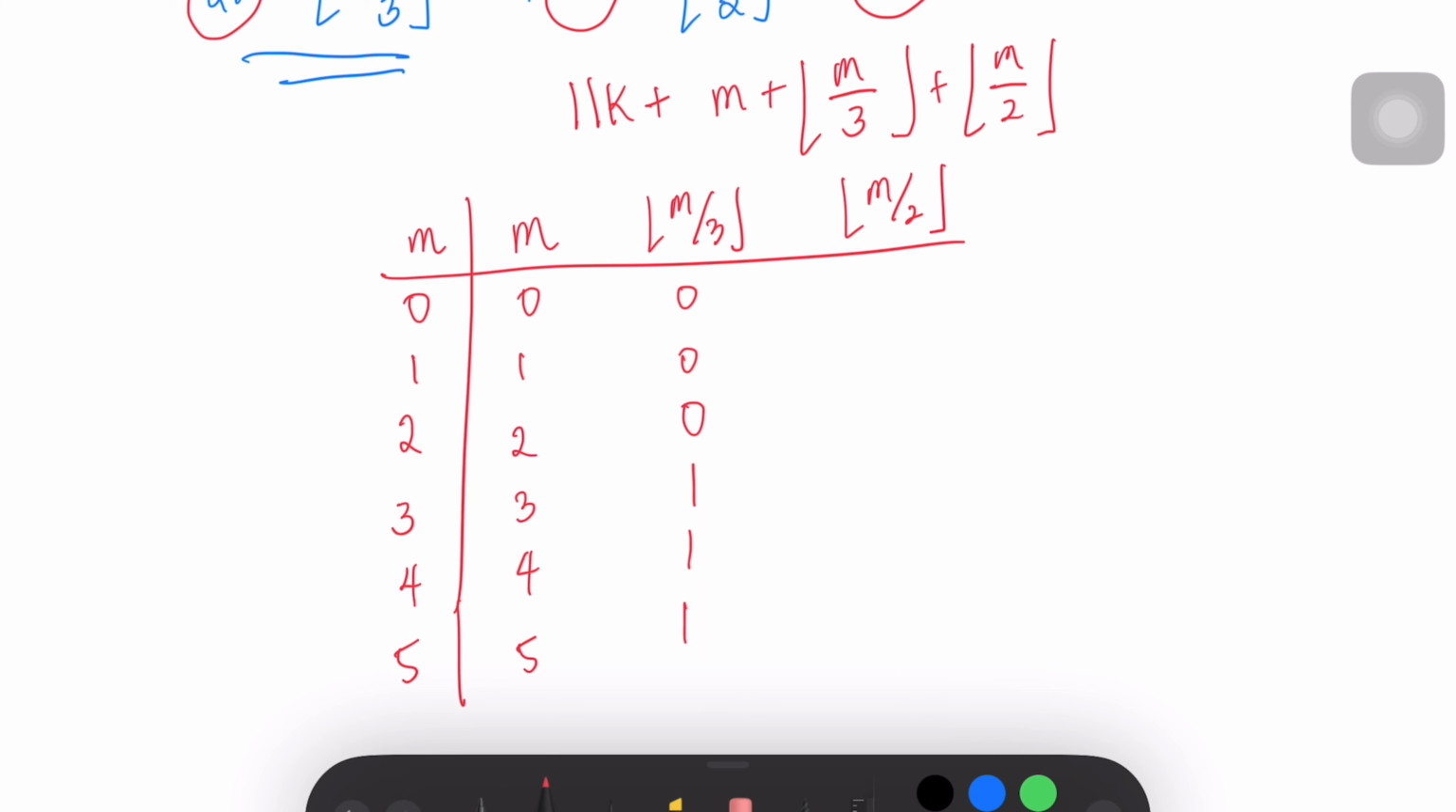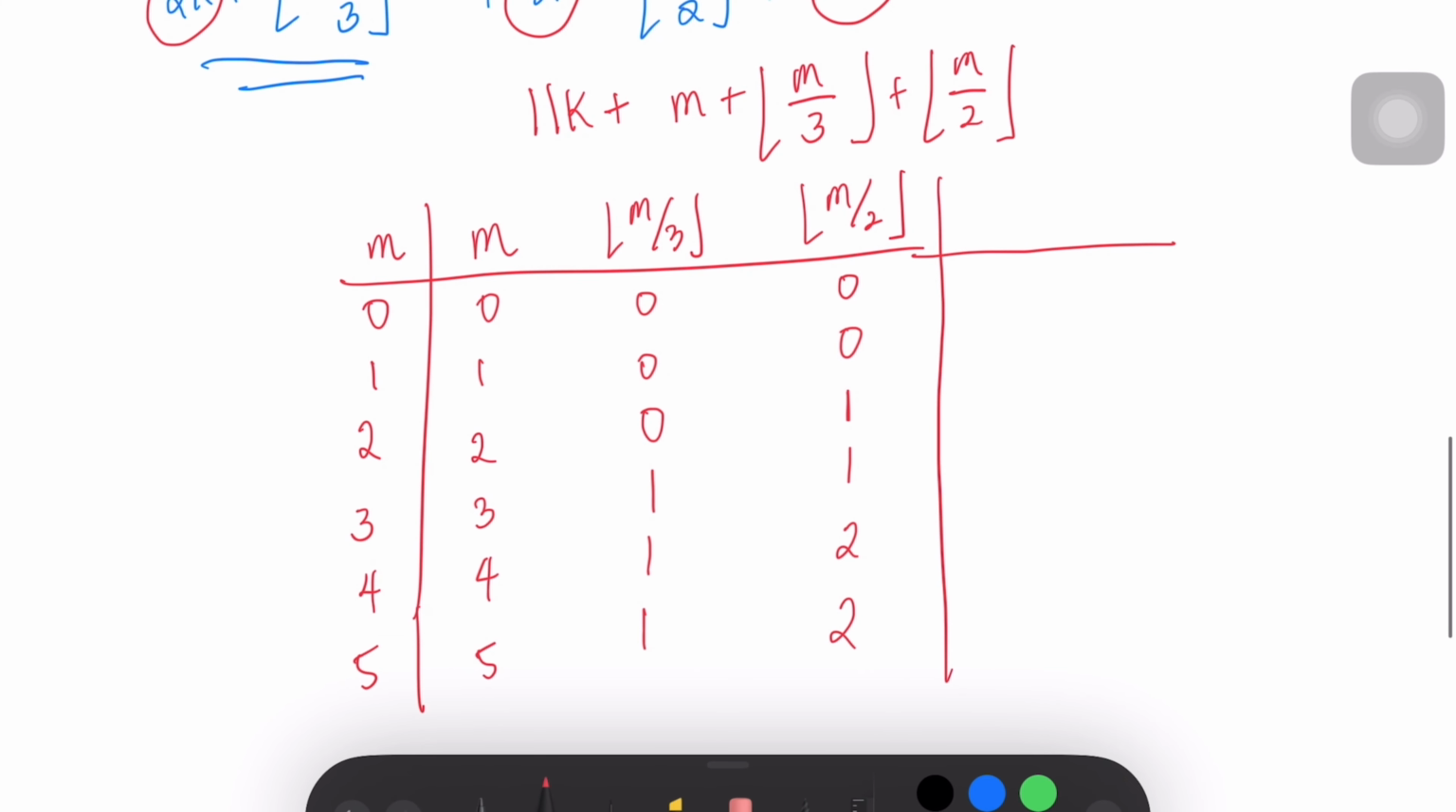For m over 2, if m is less than 2, the floor is 0. If it's 2 onwards, it's at least 1. For example, at m equals 2, 2 over 2 is 1, so the floor is 1. 3 over 2 is 1.5, so the floor is 1. 4 over 2 is 2, the floor is 2. 5 over 2 is 2.5, so the floor is 2.